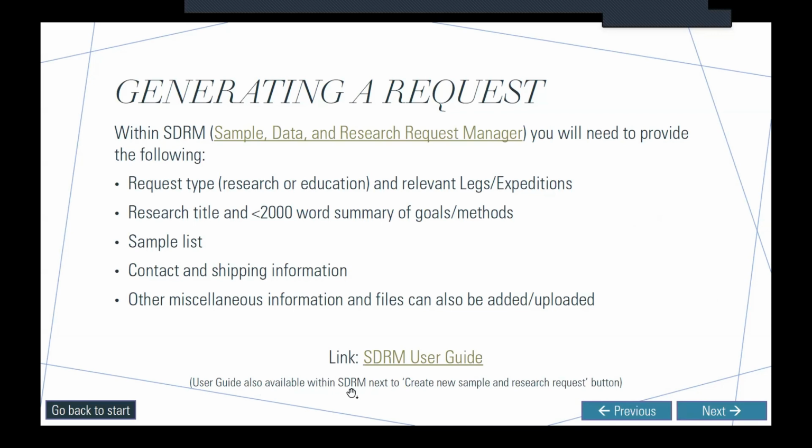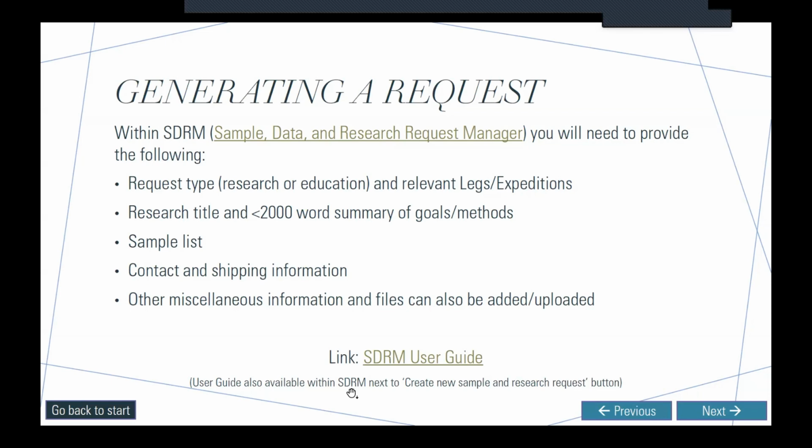But when you go to generate a request, what you need to have prepared for at that point is what type of request you're going to be making. Maybe most of you fall into the category of a research request, but sometimes we also have requests for material for education purposes. So that's one choice. You'll just click at the beginning. You'll, of course, need to know what leg or expedition you want material from. You'll need a title for your project, and then you'll need a 2,000 word or less summary of what you're actually going to be doing with this material.